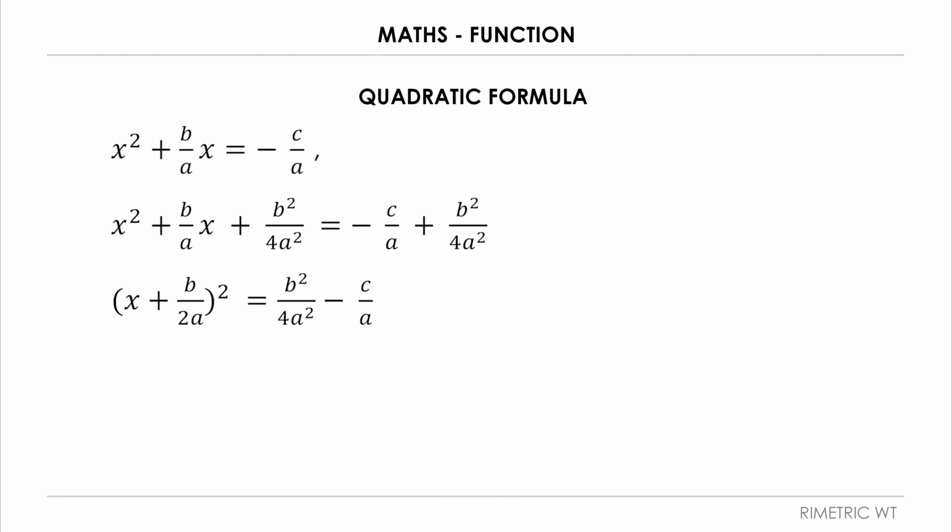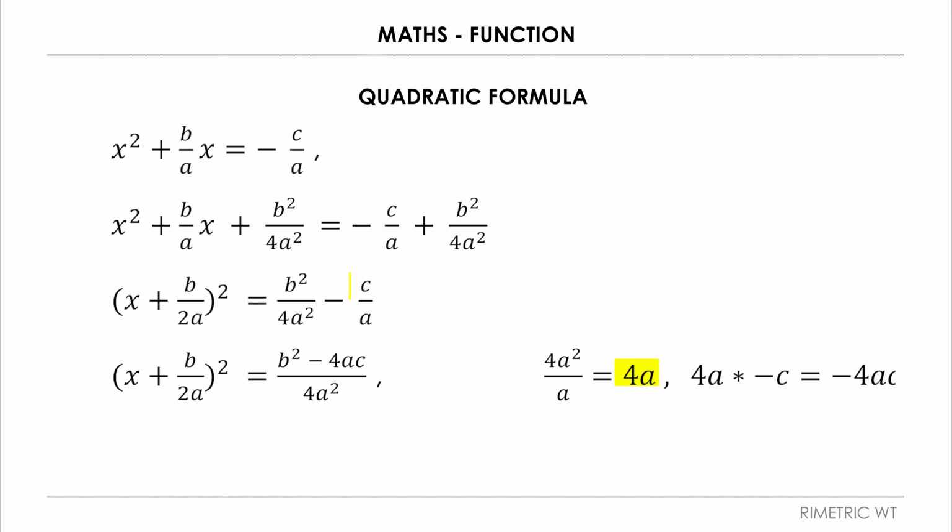When we take 4a squared as an LCM, 4a squared divided by 4a squared is 1, and 1 times b squared is b squared, so we write it here. The second one is 4a squared divided by a, which is 4a, and 4a times negative c is negative 4ac, so we write minus 4ac. So it will be b squared minus 4ac over 4a squared.